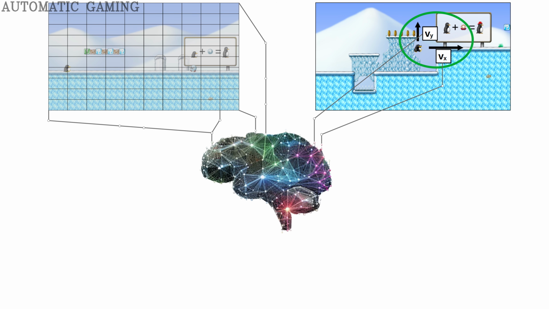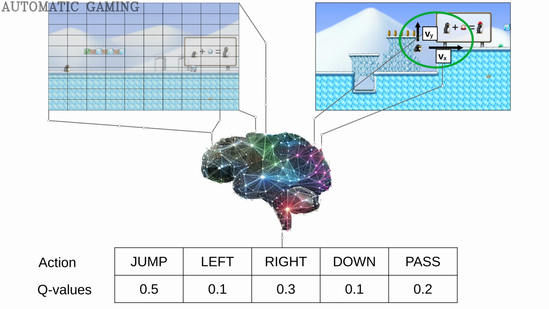Now the neural network calculates its prediction based on this information and the parameters of the different neurons. The result is the Q value for every action. The actions in SuperTux, which are defined to be used by the neural network, are jumping, left, right, down, and last, but not least, doing nothing. After the prediction, the action with the highest Q value is chosen and fed into the game environment.